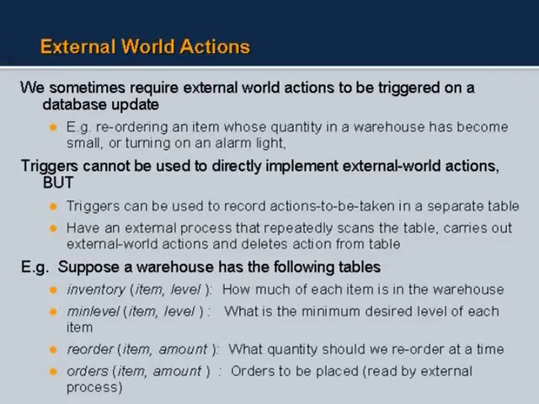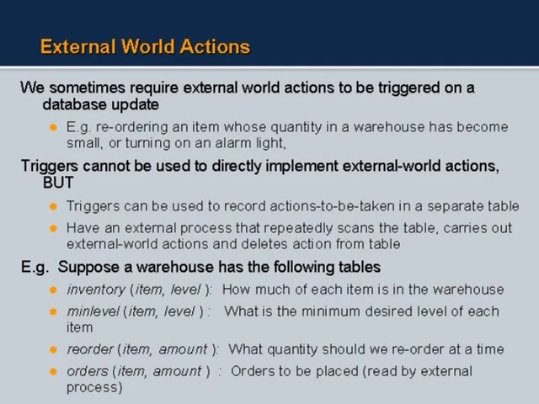So the trigger simply puts a row into that table, and then you have an external process which periodically scans that table, finds any row in it which needs processing, and then processes it. So in this case, the orders table contains orders that are to be placed, and the trigger will actually update this.